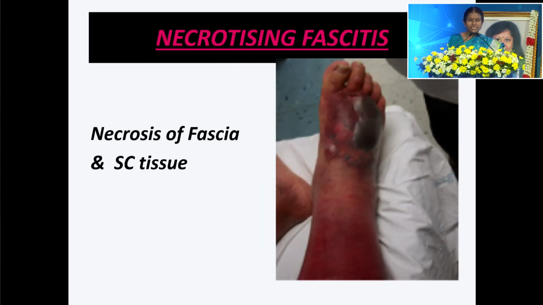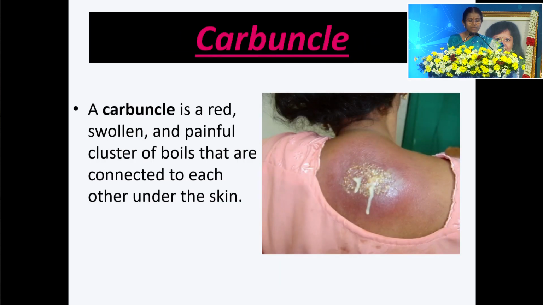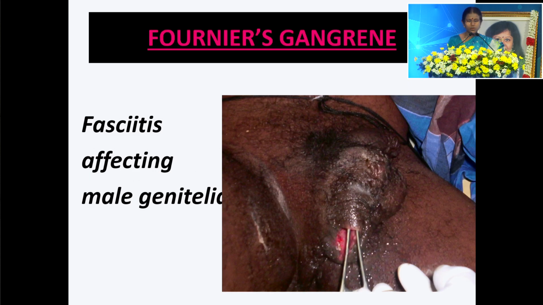Necrotizing fasciitis is necrosis of the fascia and subcutaneous tissue. And carbuncle is a red, swollen and painful cluster of boils that are connected to each other under the skin. This was very famous, even from my grandfather's days. They used to call it Raja Pilavai. This occurs solely in diabetics.